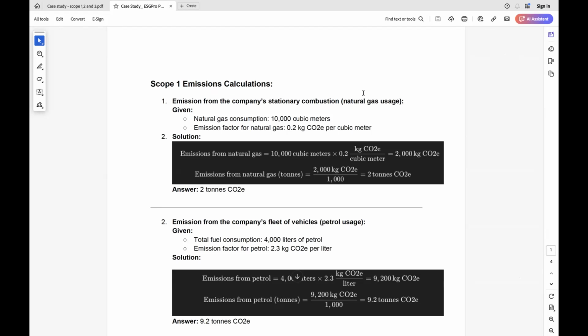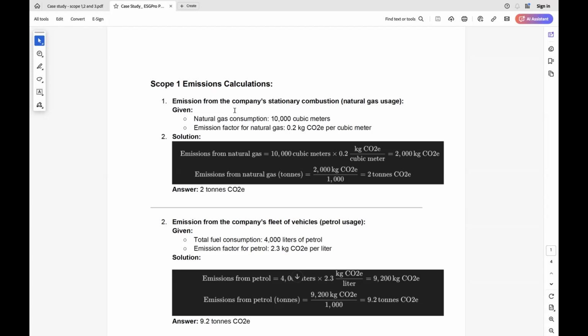So I will start with question number 1, which is asking for emission from the company's stationary combustion. Now they have already given us a natural gas consumption of 10,000 cubic meters. There is an emission factor which is available. If it is not, what is the solution? Everyone, quick. Where will I find the emission factor?